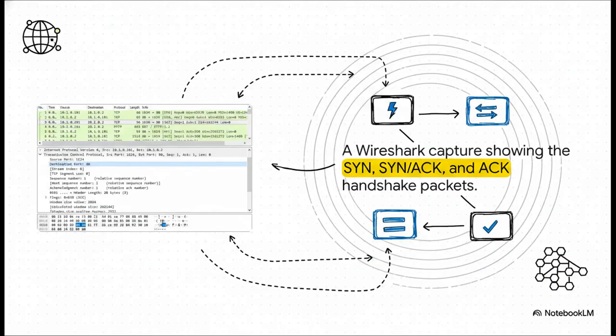And check this out. This isn't just a diagram from a textbook. This is a real-life screenshot from a tool called Wireshark that listens to network traffic. And you can see it right there, clear as day. A SYN/ACK, and an ACK. That's the proof. That polite conversation is happening millions of times a day, all over the world, in just milliseconds.